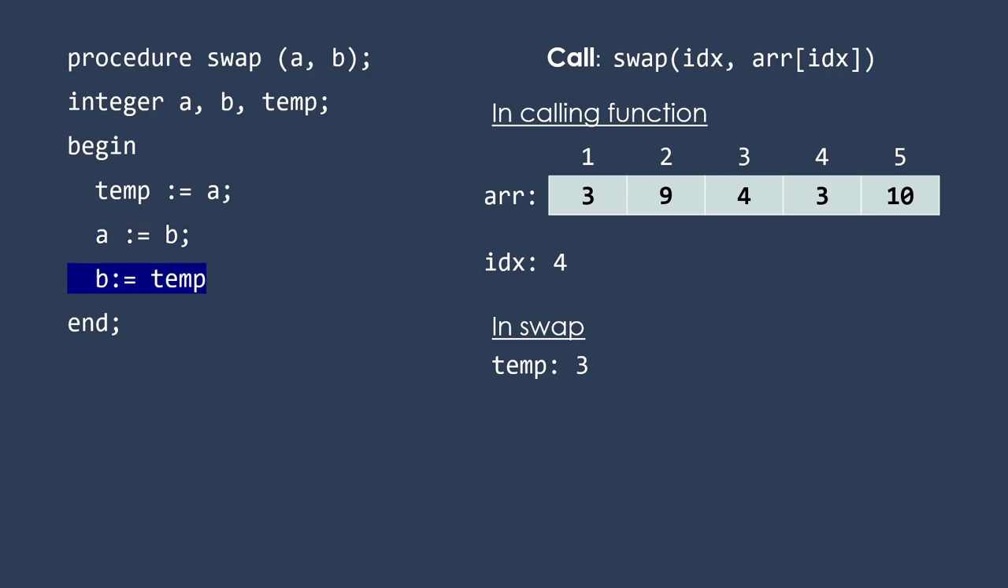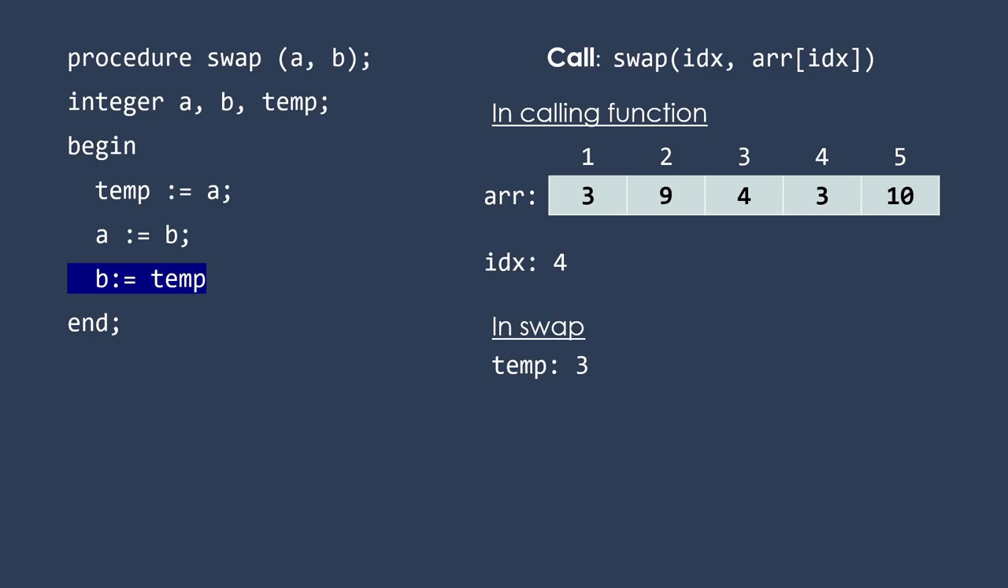Then when I get to B is temp, I'm going to take the 3 in temp and put it into the current interpretation of array at index, which is array at 4. So the 3 goes here, not into the place we swapped out of. Basically, it didn't work at all.